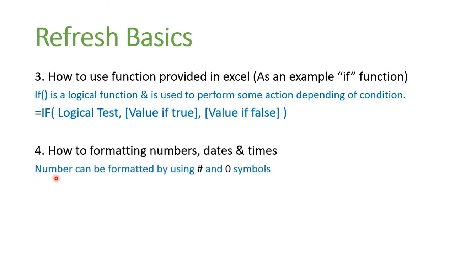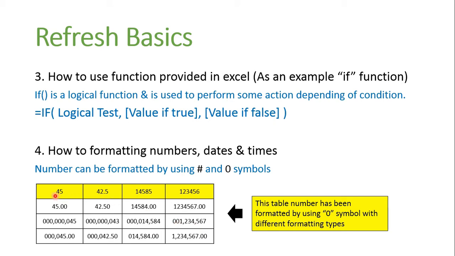When we consider number formatting, you can use hash or zero symbols to format numbers. Here I have used zero to format the number. This is the 45, and it was formatted in different types of format. This is one type of format, and this is another type, and this is another type. But this format was done by using zero. Likewise, we have used the hash sign also to format the number. This number formatting is clearly explained by giving examples in the lecture series.